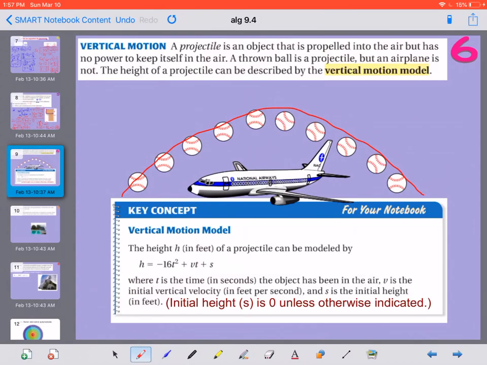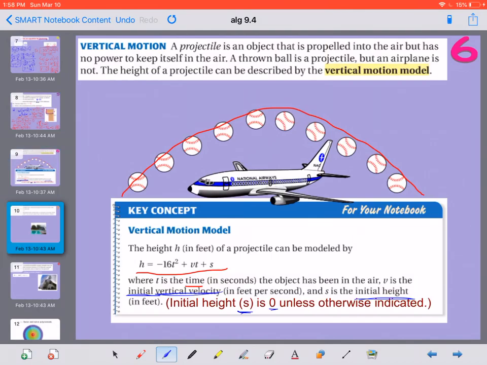So it says the height h in feet of a projectile can be modeled by h equals negative 16t squared plus vt plus s, where t is the time the object has been in the air, v is the initial vertical velocity, and s is the initial height. So the initial height, s, is always 0 unless otherwise indicated. So it'd basically be starting from the ground.